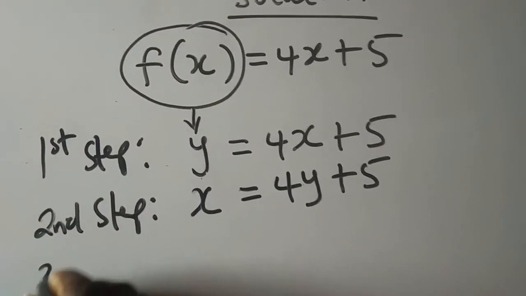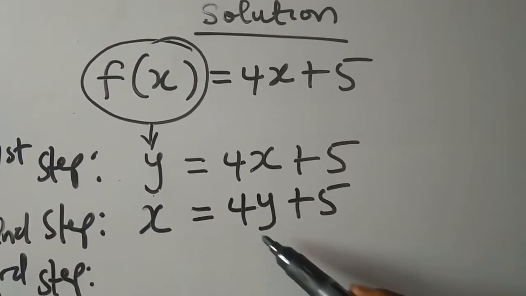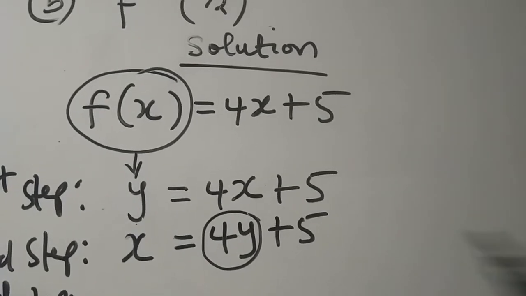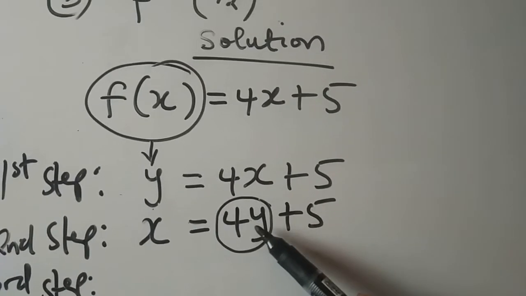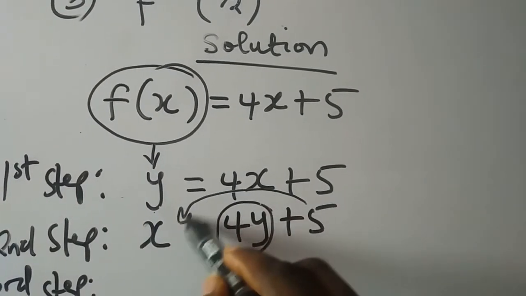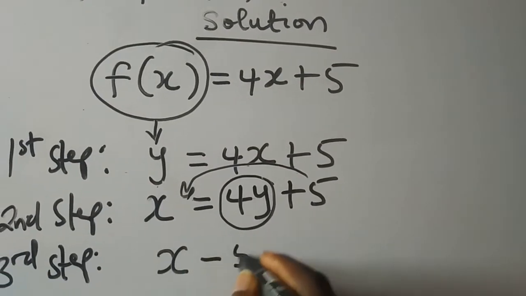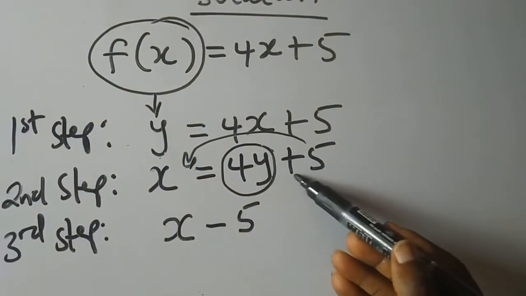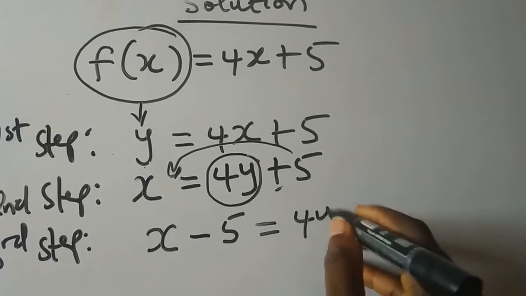Now, the third step will be to make 4y stand alone. I want to make y the subject of formula. But before I can do that, I must move plus 5 to the other side. If plus 5 is going to the other side, the sign will change. So it becomes x minus 5 equal to 4y.